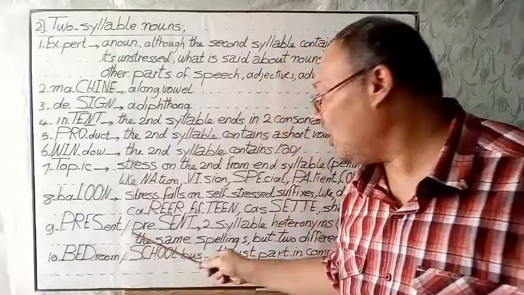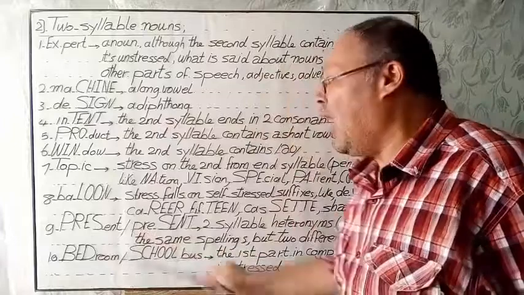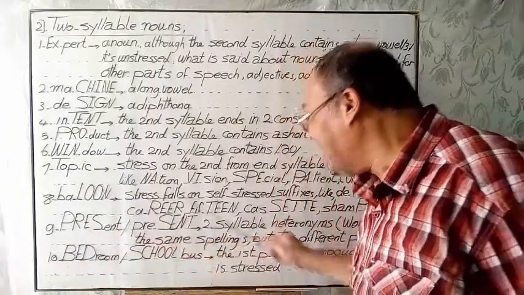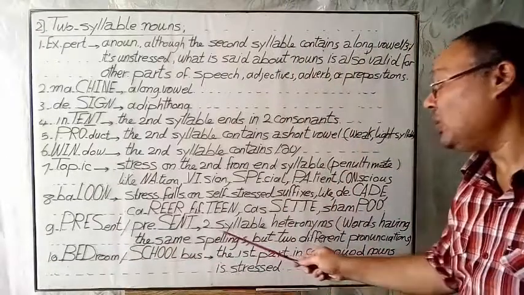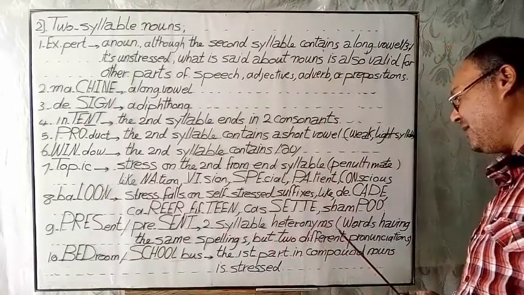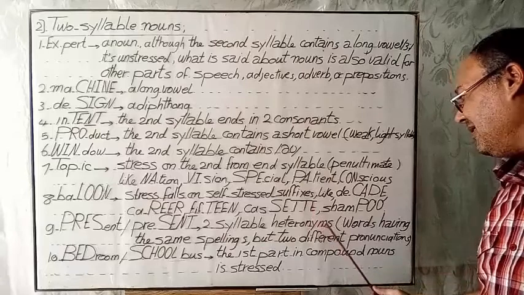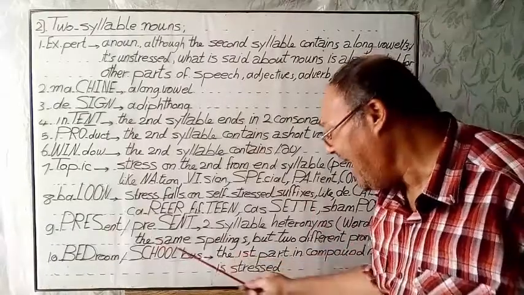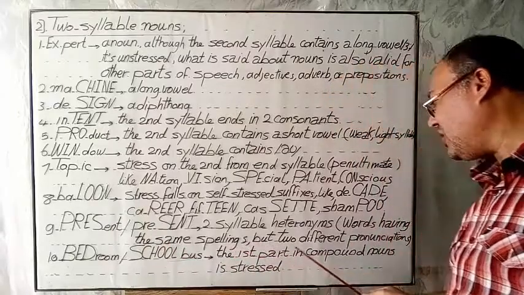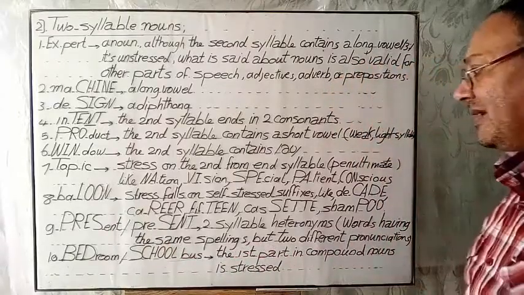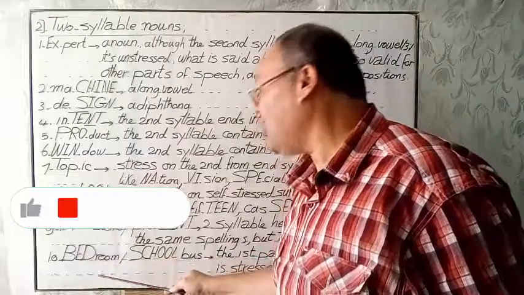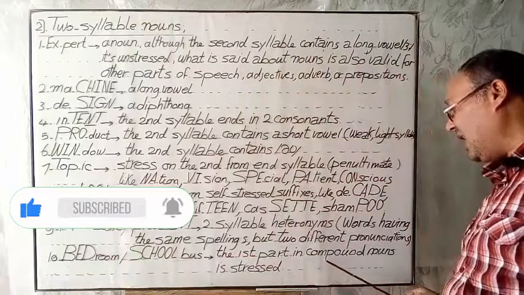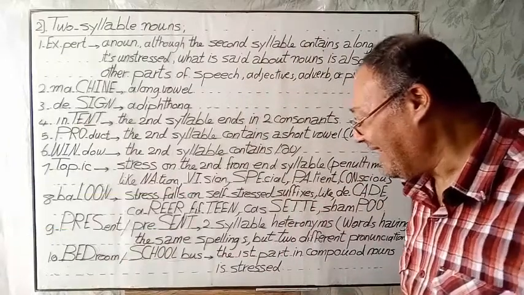Present or present: present is a noun, an adjective, but present is a verb. Two-syllable heteronyms. Heteronyms are words having the same spellings but two different pronunciations. Bedroom, school bus: the first part in compound nouns is stressed.